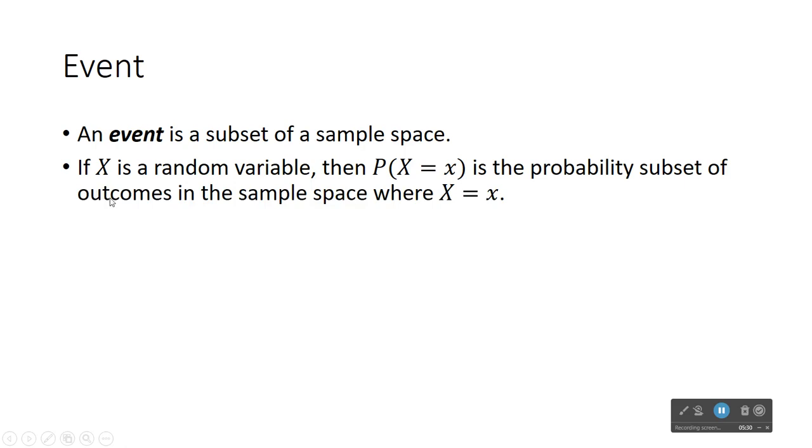So we often think the sample space is going to be a population for our experiment, and we can define a random variable on that. So we'll have X, a random variable on that. And so we can start talking about the probability of a subset. The probability of a subset is the same as the proportion of outcomes of that subset within the sample space.